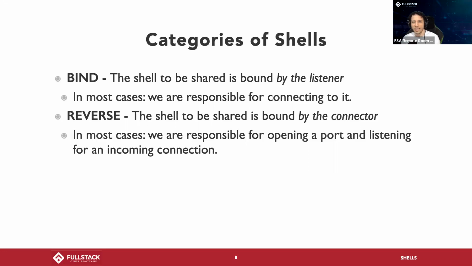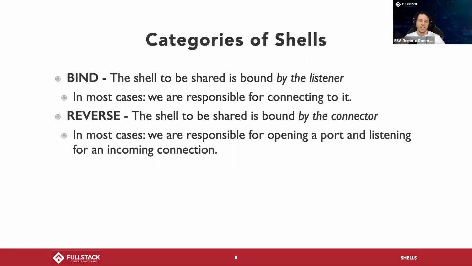So we have a bind shell. That's the first kind of shell. This shell is bound to the listener. It says in most cases, you need to be the one to connect to it. And a reverse shell, well, that's just the opposite. The shell is bound to the connector. And in this case, you're responsible for catching it.